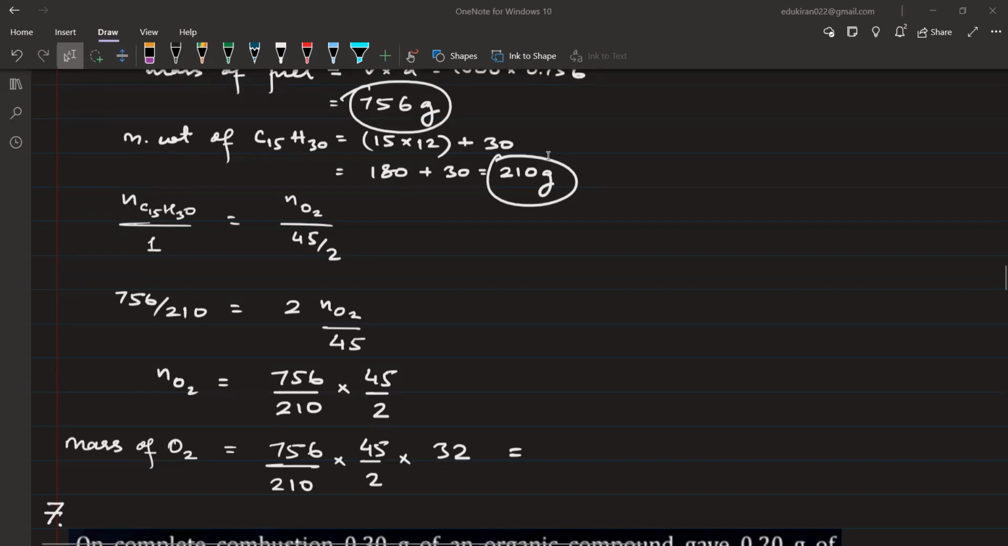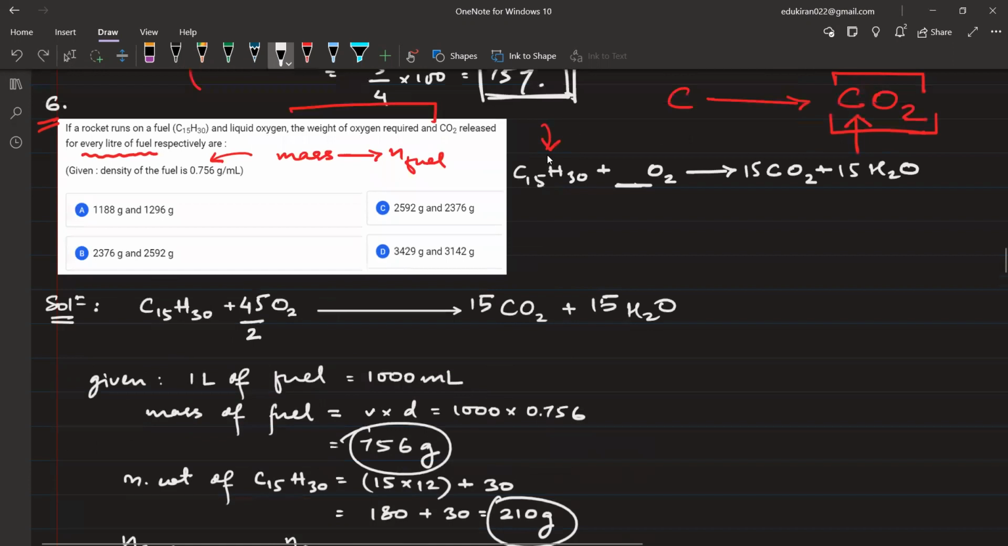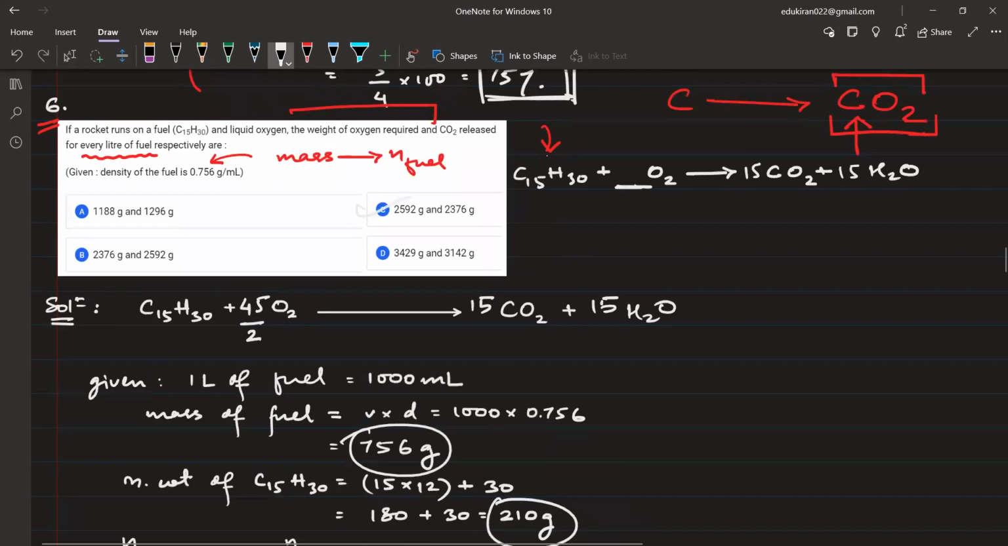Yes, correct, Adriel. 2592 grams. This I have multiplied by 32. Why? Because this is the number of moles. यहाँ से calculate हुआ है. Mass calculate करने के लिए you have to multiply by the molar mass of O2, that is 32. So option C is correct.